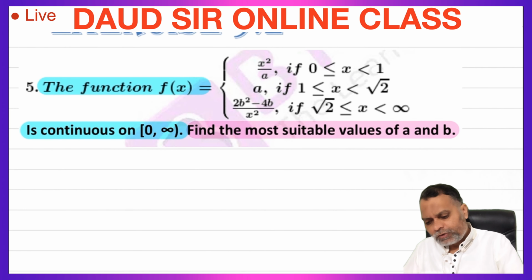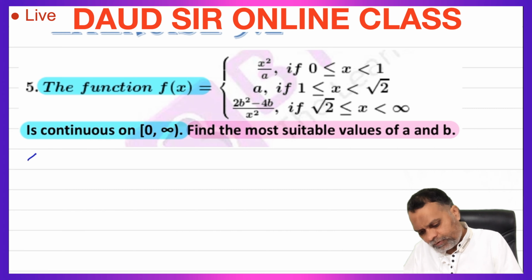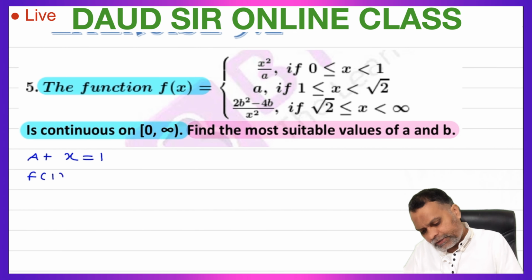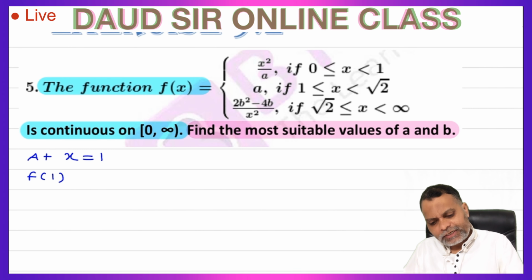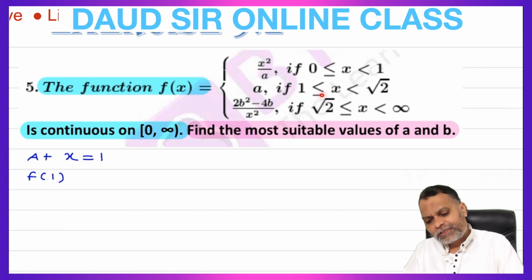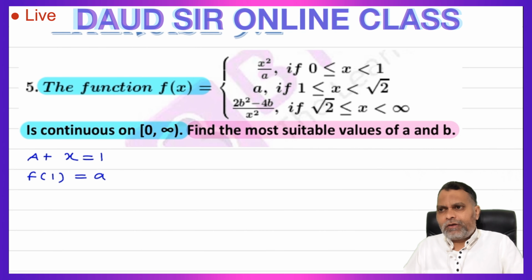Okay. So at x is equal to 1, f of 1 is equal to, this function is given at x is equal to 1. So take the value of function at x is equal to 1 as f of x is equal to a. At x is equal to 1, the value of function is given a. So f of 1 is equal to a. And take left hand limit and right hand limit where x is less than 1 and greater than 1.